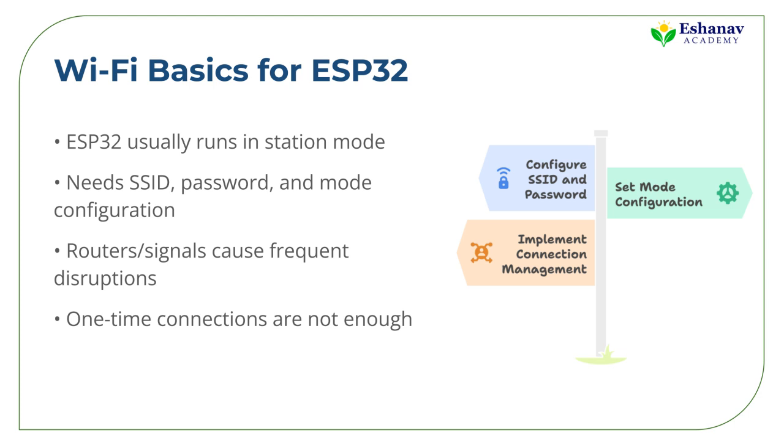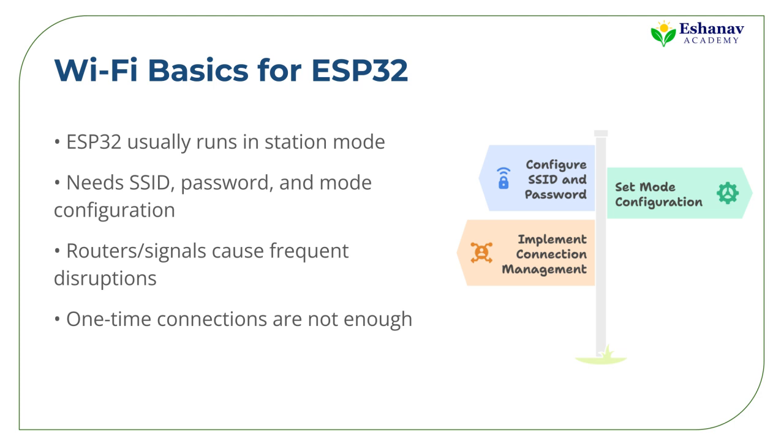In most IoT deployments, the ESP32 operates in station mode, which is like your phone joining a Wi-Fi router. To establish a connection, the device needs the SSID, password, and Wi-Fi mode. But here's the nuance. A single connection attempt is never enough. Routers can change channels, signals fluctuate, and power interruptions happen. If you don't manage disconnects, your device quickly becomes useless on the network.